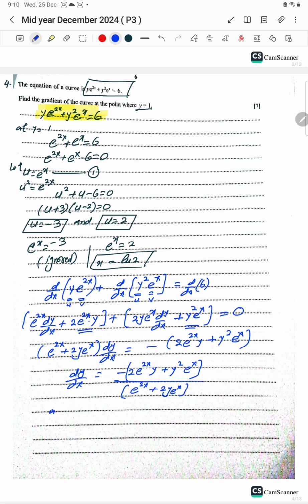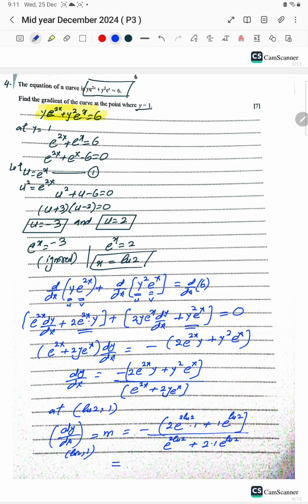Now at the point where x is log of 2 and y was 1, dy by dx becomes the gradient m. At log 2 comma 1, we get minus 2 times 2 log of 2, y is 1, plus 1 squared times e raised to power log of 2, and in the denominator e raised to 2 log of 2 plus 2y, with y being 1, times e raised to power log of 2.